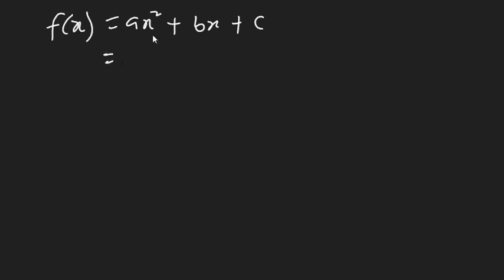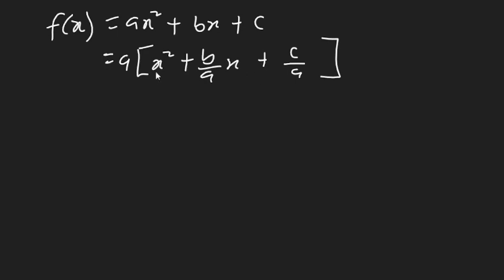First of all, we make the coefficient of x squared 1. So to make the coefficient of x squared 1, we factor a out, leaving x squared plus b on a x plus c on a. So when we expand by a, we are getting the original function.